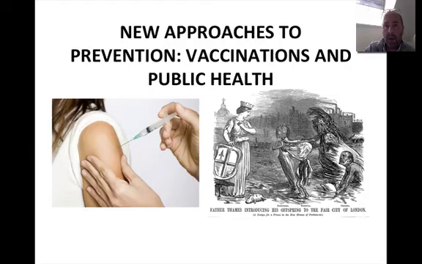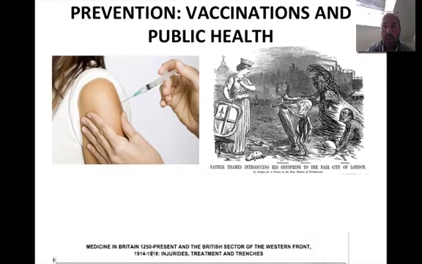This is your next lesson on the GCSE Medicine course, New Approaches to Prevention, Vaccinations and Public Health. As you can see from the title, we are moving away from superstitious and religious bases for the explanation of illness, and we're moving on to more scientific and rational ones. Vaccinations and public health, the role of the government in looking after the people.